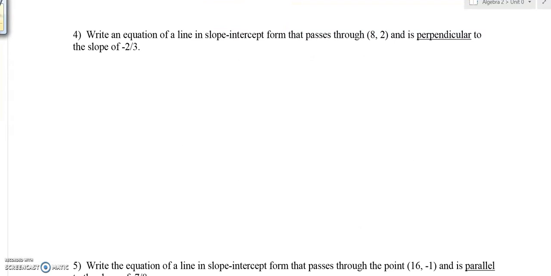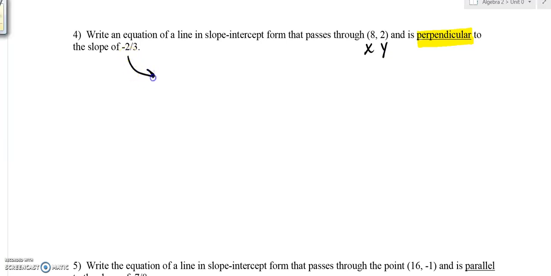Problem 4. Write an equation of a line in slope-intercept form that passes through the point (8, 2) and is perpendicular, key word, I'm going to highlight that, to the slope of -2/3. Couple things to identify. It gives me a point. I'm going to label that point x and y just to keep organized. And then it tells me slope.